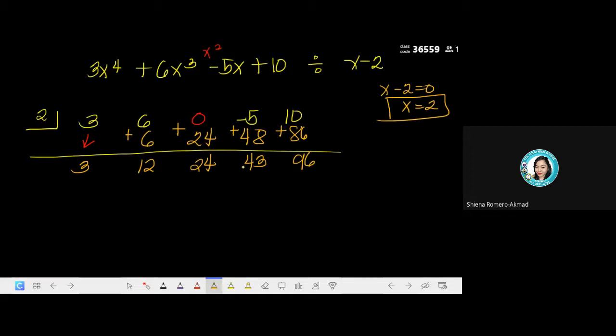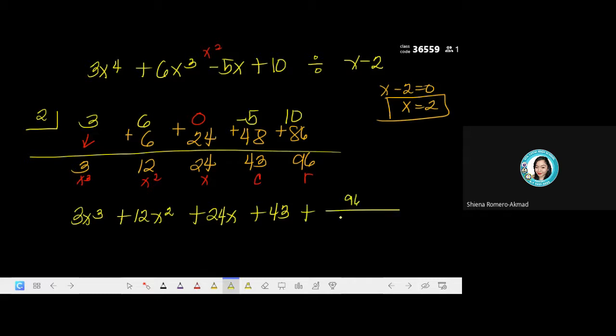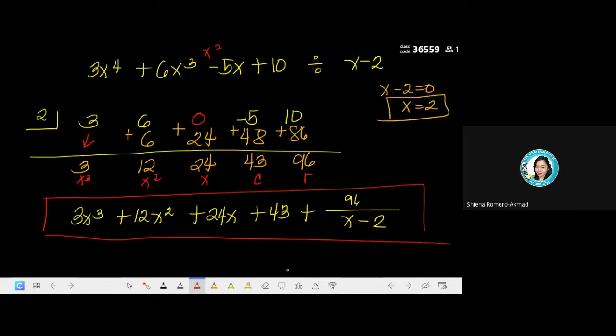So yung kaninang mahabang process natin ng pagsusolve ay mas naging maikli. So ano na yung magiging answer natin? Remember that this is the remainder, this is the constant, x, x squared, x cubed. So my final answer here is 3x cubed plus 12x squared plus 24x plus 43 plus 96 divided by x minus 2. So you have the same answer, but the solution is shorter than the other one.